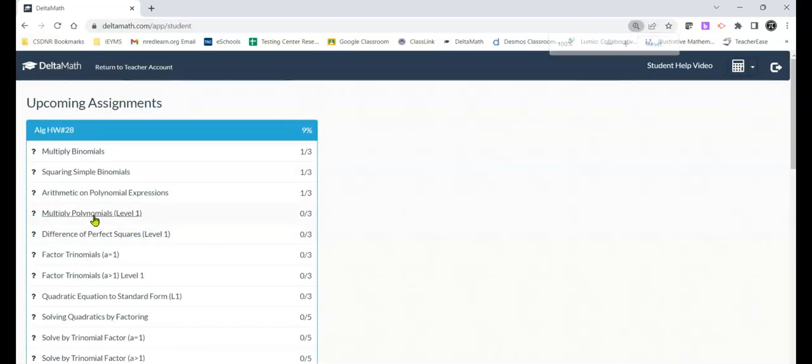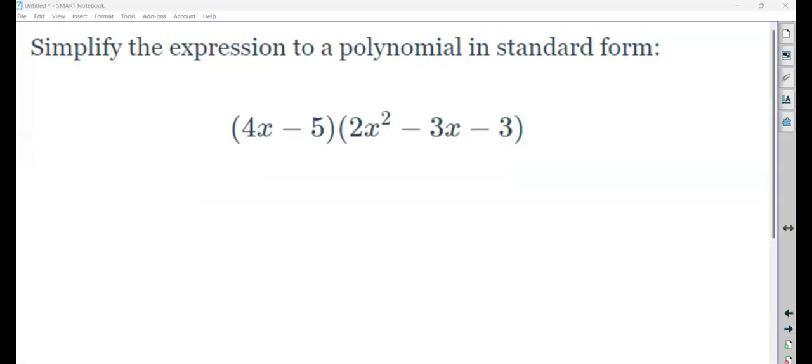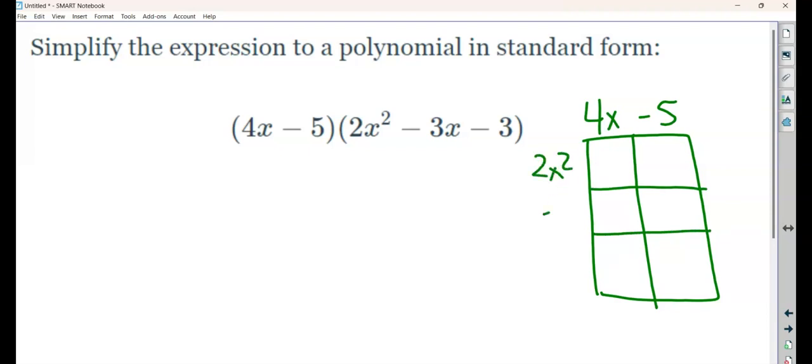The third one will be multiplying polynomials, and sometimes you don't have a binomial times a binomial. So I'm going to take a quick screenshot here and we'll set this up. So again, you have two choices here. You can just distribute multiple times, or you can set up your box method, which in this case, it would be 2 boxes on the top and 3 boxes along the side for 2x squared minus 3x and minus 3.